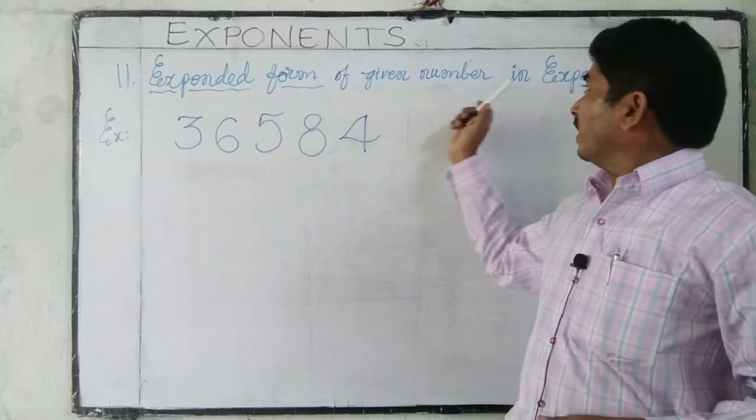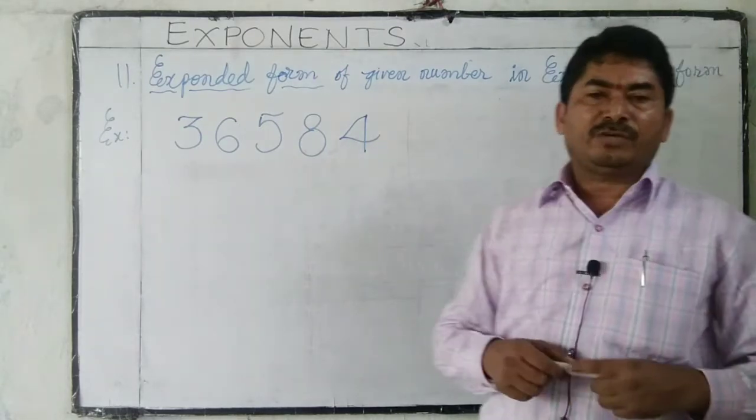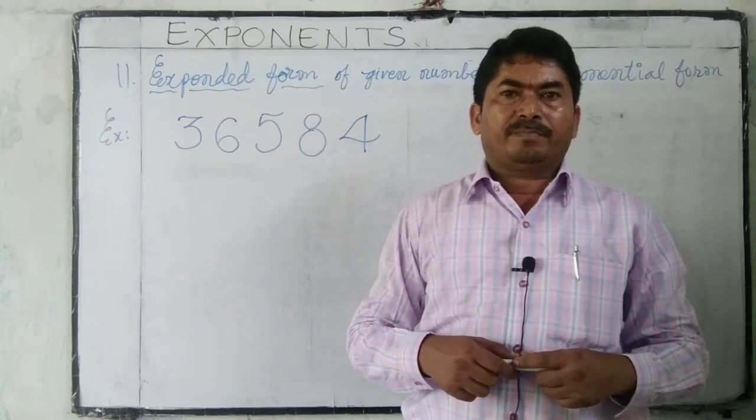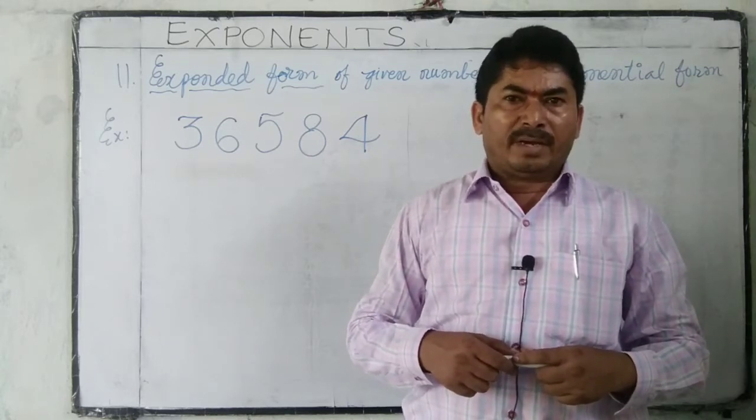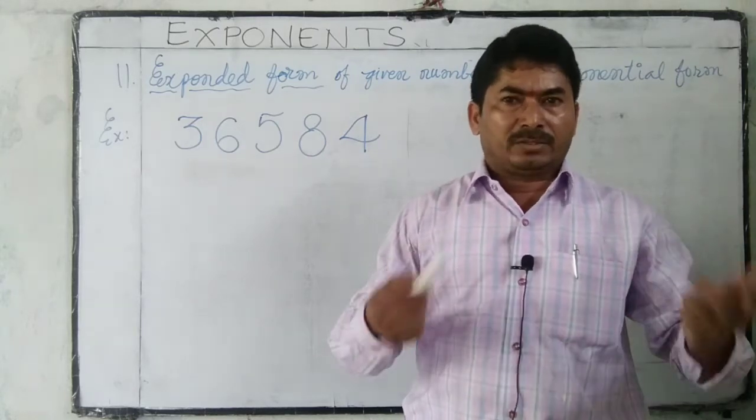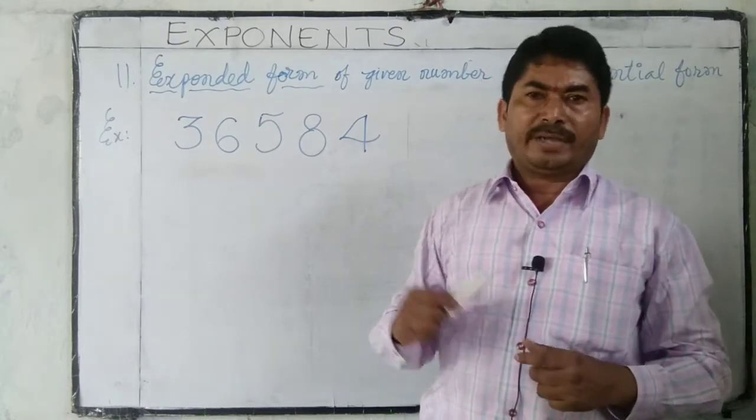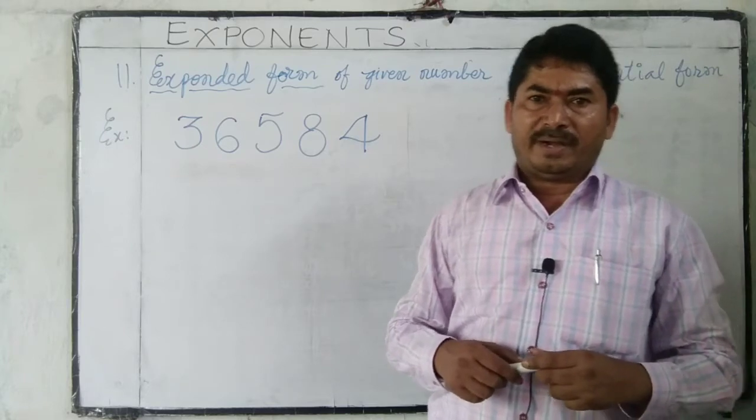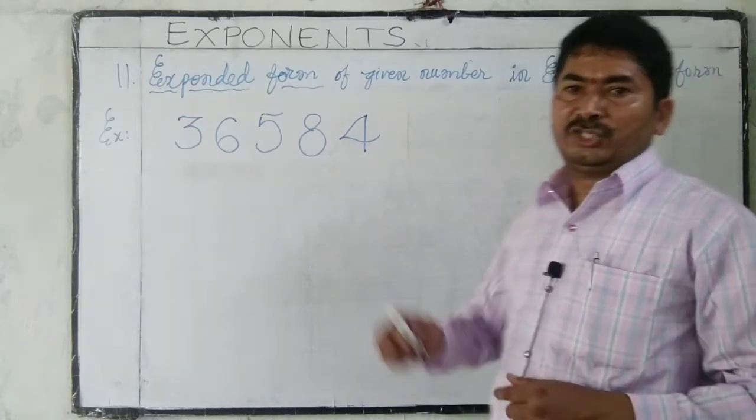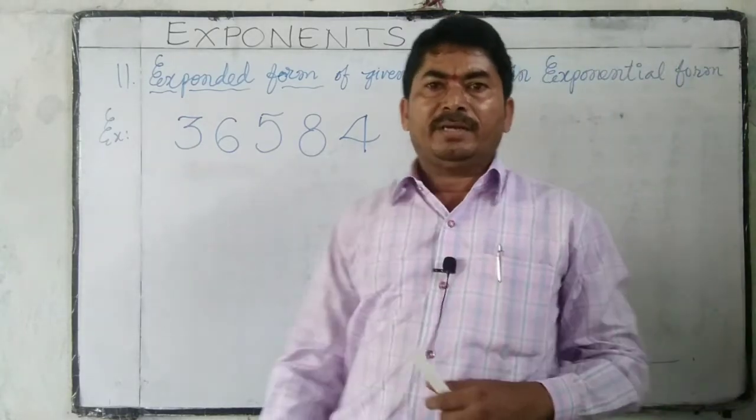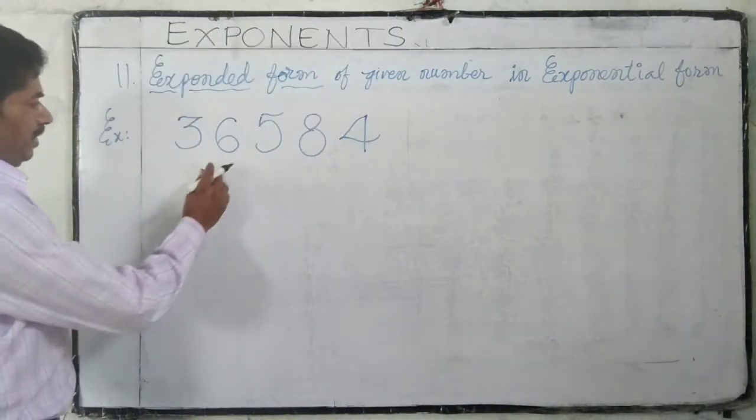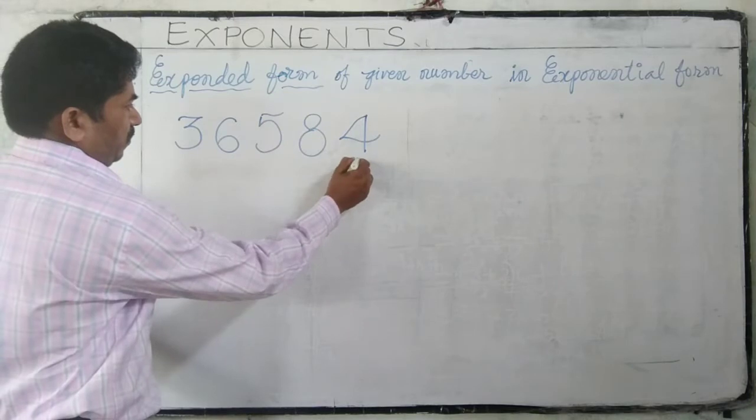Expanded form of a given number in exponential form. What is an expanded form? Number expanded by its places is called expanded form. But here we have to expand it in exponential form. To understand, here we have an example. Let us observe.